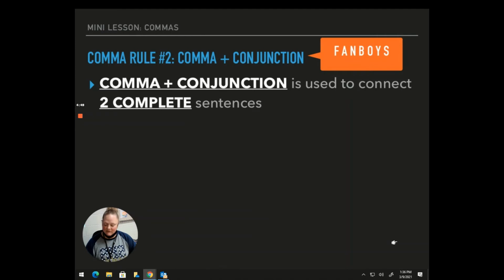You need both the comma and the conjunction to connect 2 complete sentences. The comma is not strong enough to hold it. The conjunction is not strong enough to hold it. But when they come together, they can hold 2 complete sentences together. That's what you're looking for. If you don't have 2 complete sentences, you don't need the comma. You're okay just with your conjunction, okay? If you have 2 complete sentences, comma, conjunction.